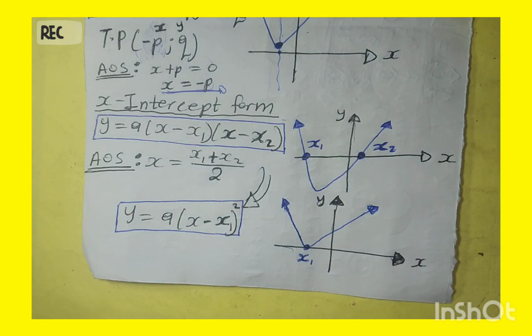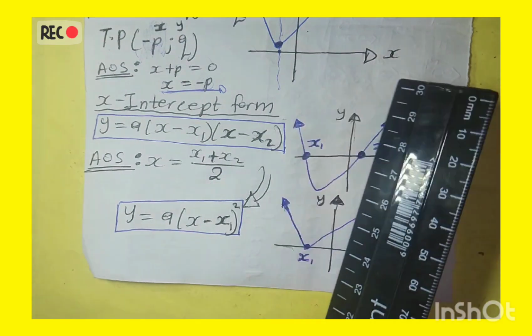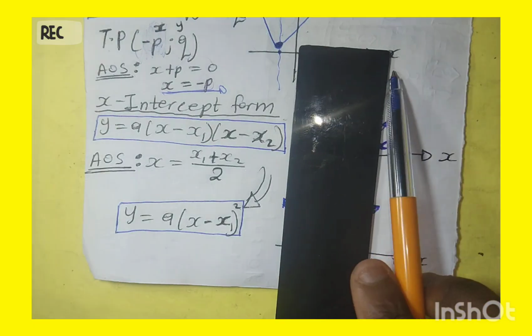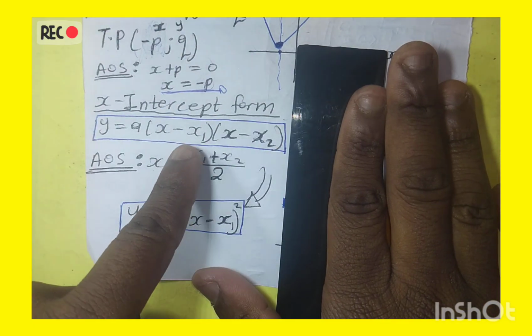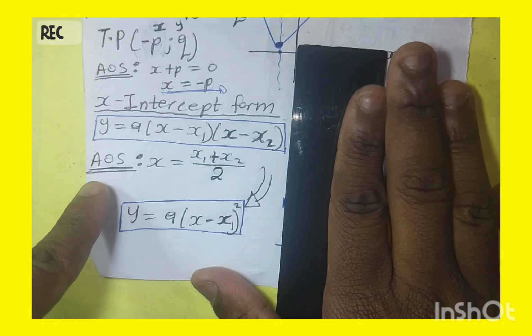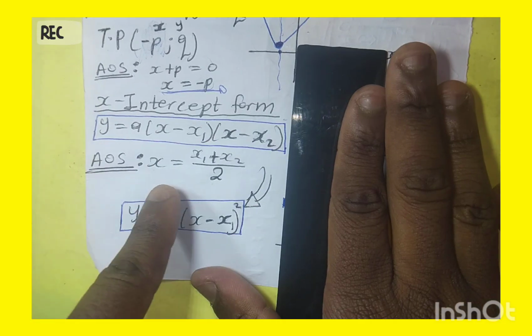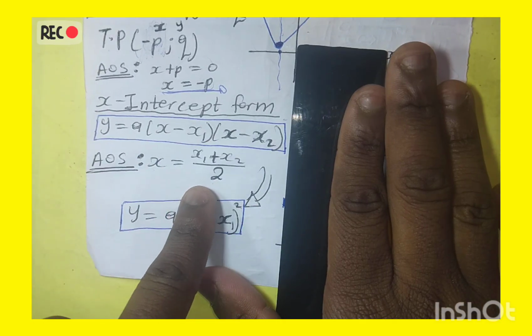But maths, guys, can trick you. Maths, they cannot give you the graph. They can only give you the equation. If they give you the equation like this, you want to get the axis of symmetry, you know that this is the equation that you should use.